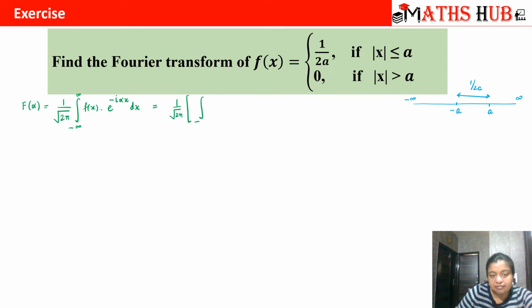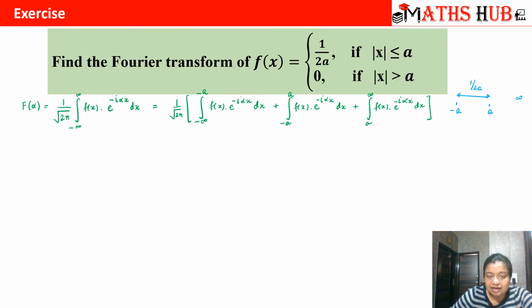So now, according to the given function, we can divide this integral into three parts, and we can write it as minus infinity to minus a f of x e to the power minus iota alpha x dx, plus the second integral from minus a to plus a f of x e to the power minus iota alpha x dx, and the third integral will be from a to infinity f of x e to the power minus iota alpha x dx, right?